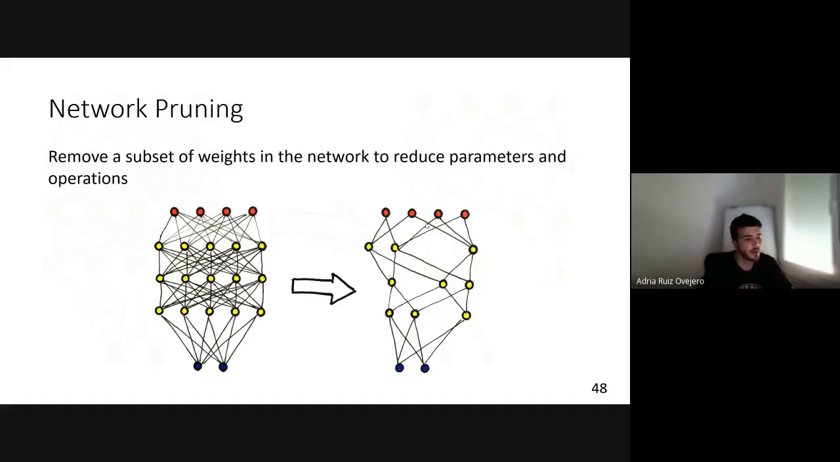So in network pruning, the idea is very intuitive. Given a network with some connectivities and some neurons, we want to remove a subset of weights or neurons in this network to reduce the number of parameters and operations, and that the output of this network is similar to this, let's say, pruned network. Okay, so basically what we expect is that there will be some weights here and some neurons that are irrelevant for the network, that are never used, so that don't have any impact on the final result. So this means that probably we can just remove them and we will obtain the same output. And therefore we will reduce the computational complexity and the number of parameters.